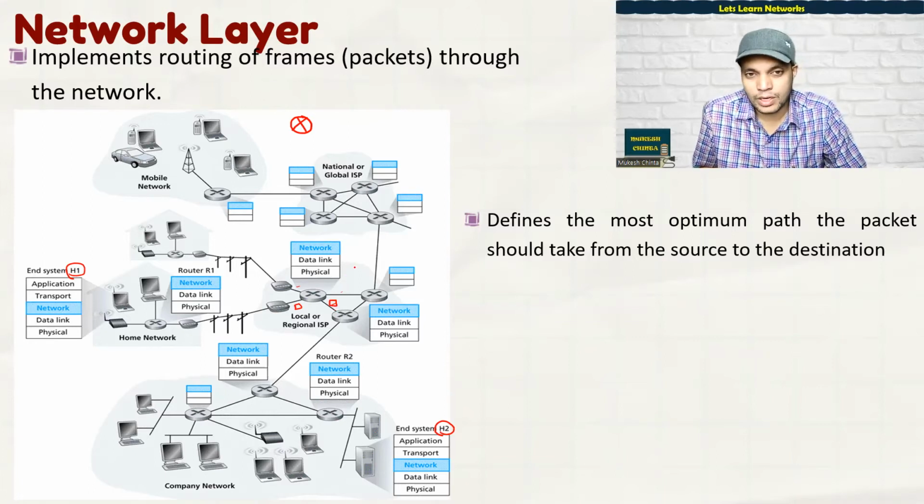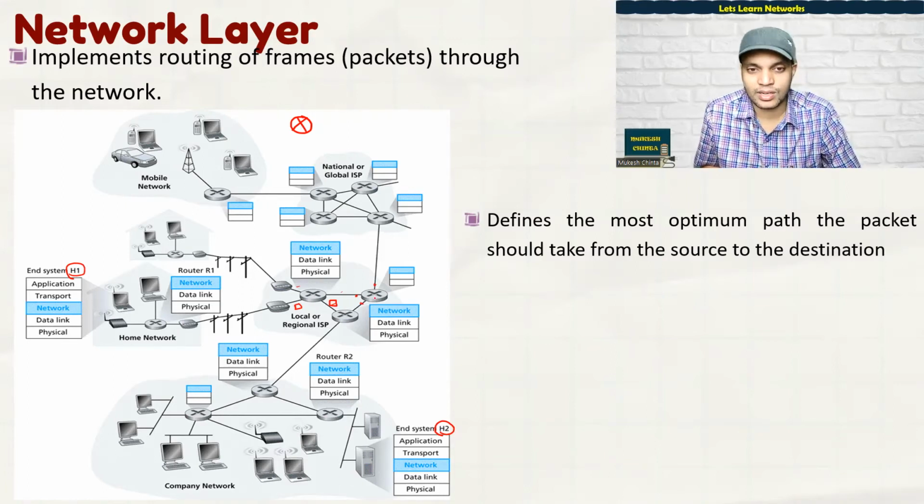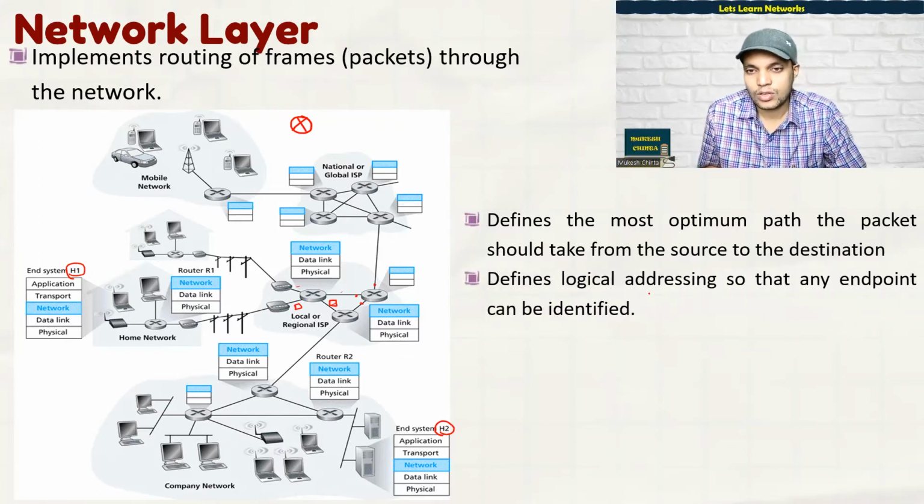Now I keep on talking about interface. Interface is nothing but the link between the router and the physical medium. So this is an interface, this is one interface, this is one interface, and this is one interface. And the IP addresses are actually assigned to these interfaces on a router. Okay, so it defines logical addressing so that any endpoint can be identified.